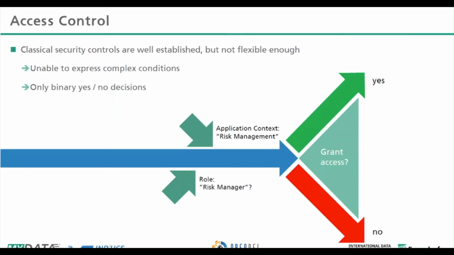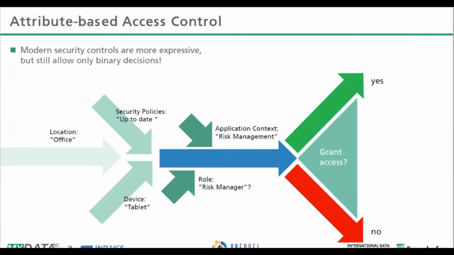What we can do today typically is access control, but we are not really able to express complex conditions, and there are only binary, yes or no decisions. I will give access to my data or I will not give access to my data. Maybe we can work with the application context, so that a certain system or software may use the data, or if you have a certain role in the Active Directory, you may access something. With attribute-based access control, we can do a lot more things.